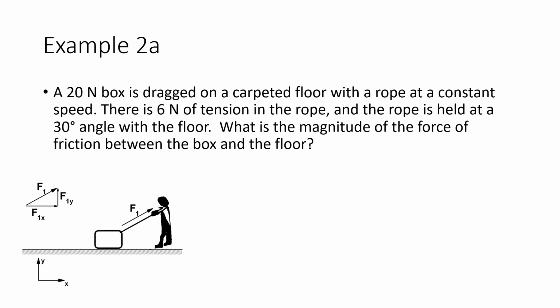Okay, so here's our example. A 20 Newton box, and this one has two parts. The first part, we're going to solve for the force of friction, and the next one, we solve for the coefficient of friction with the same information. This one is the easy part. A 20 Newton box is dragged on a carpeted floor with a rope at a constant speed. There is 6 newtons of tension in the rope, and the rope is held at a 30-degree angle with the floor. What is the magnitude of the force of friction between the box and the floor?